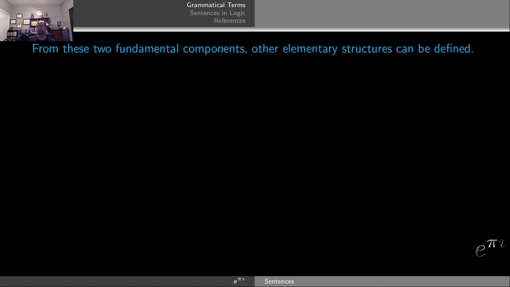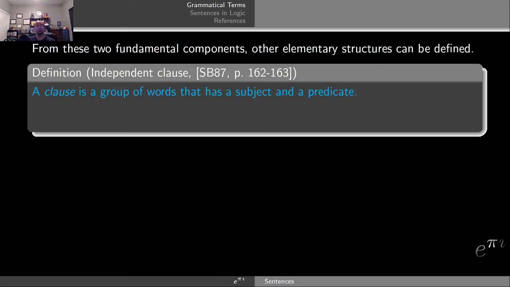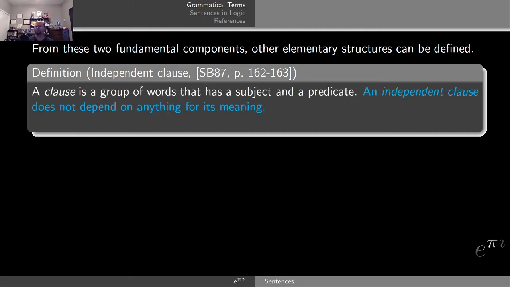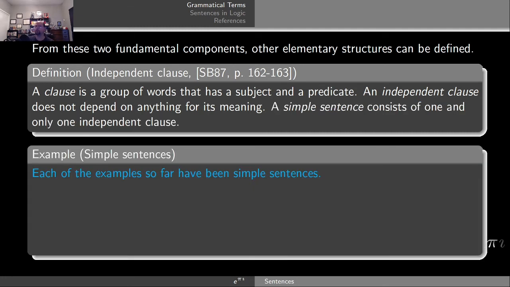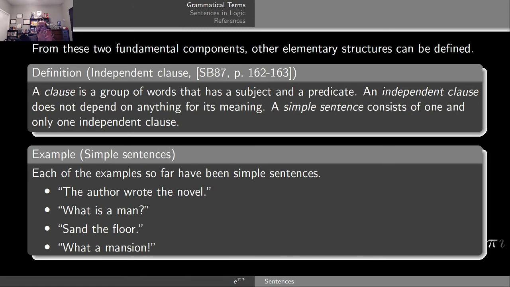From these two fundamental components, other elementary structures can be defined as well, specifically the notion of a clause. A clause is a group of words that has a subject and a predicate. It's basically the smallest kind of descriptive statement that you can have. An independent clause does not depend on anything else for its meaning, and that's where we get the notion of a simple sentence. A simple sentence consists of one and only one independent clause. And specifically, all the examples we've seen so far are examples of simple sentences. So, the author wrote the novel.